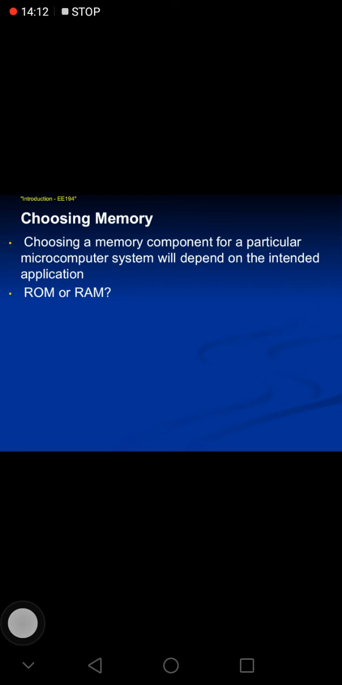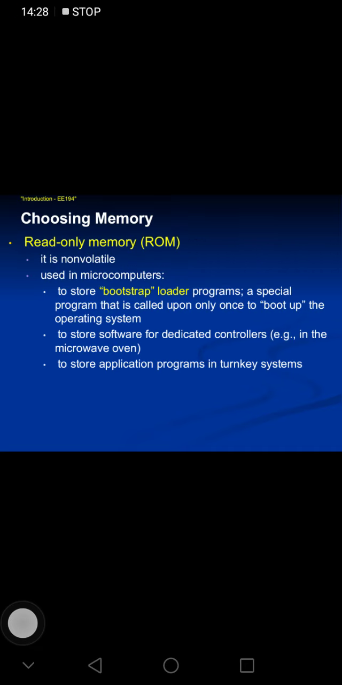So choosing memory. Why are we choosing memory? Choosing a memory component for a particular microcomputer system will depend on the intended application. Okay? Siyempre, depende sa application. It's either ROM or RAM. Okay? So, read-only memory. It is non-volatile, used in microcomputers. Okay? So, these are the characteristics of ROM or read-only memory.